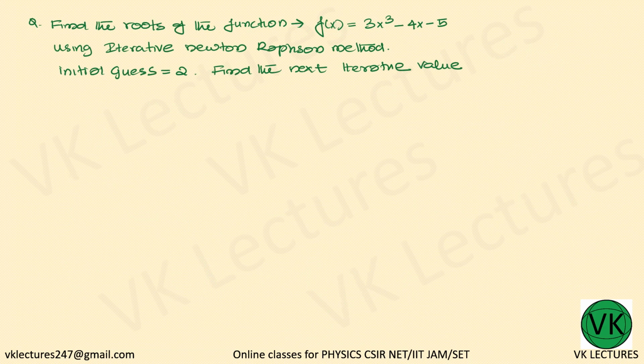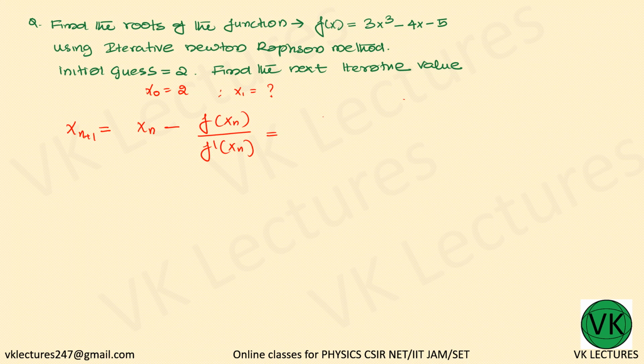Question is, find the roots of the function f of x equal to 3x cube minus 4x minus 5 using the iterative Newton-Raphson method. The initial guess is given, that means x naught is given as 2, and we are asked to find out the next value, that is we need to find x1. So formula xn plus 1 equal to xn minus f of xn divided by f dash of xn. So xn is given to be 2. Let's write down what the functions are.